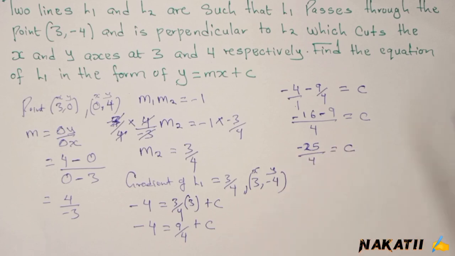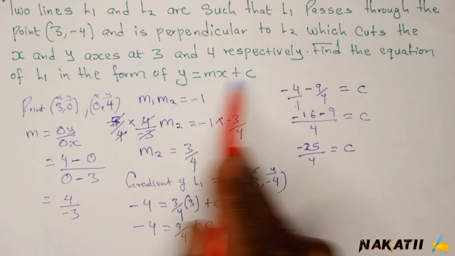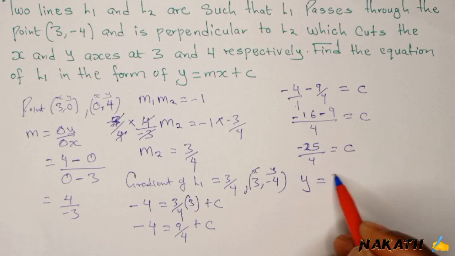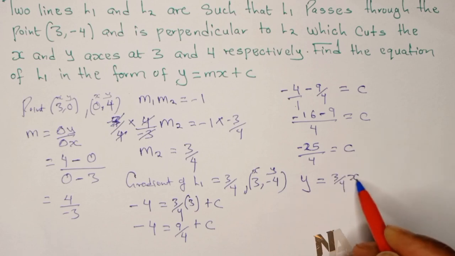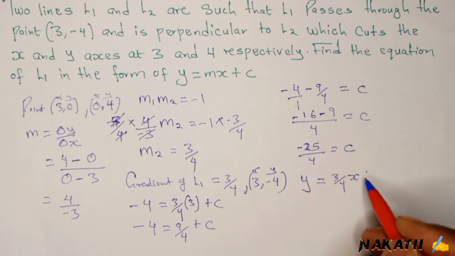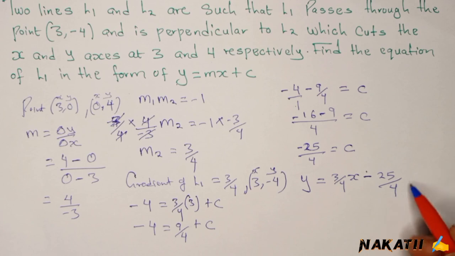So therefore, after getting the value of c, we just write that equation in this form. We're going to have y equals, now we know what is m, m is 3 over 4 x, minus, now plus c, but our c is minus 25 over 4, so it's going to be minus 25 over 4, and that becomes your answer.